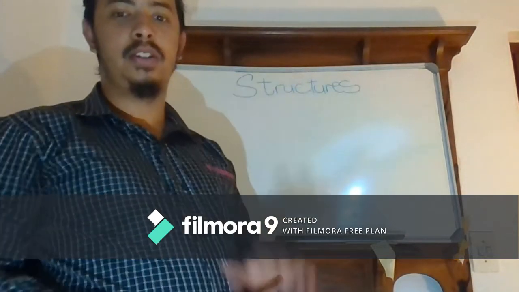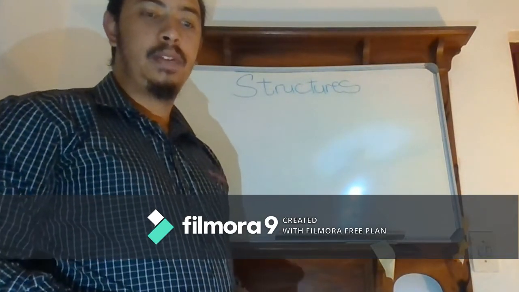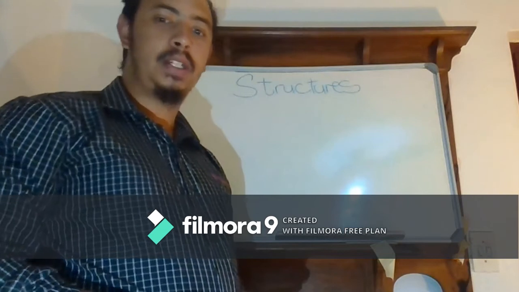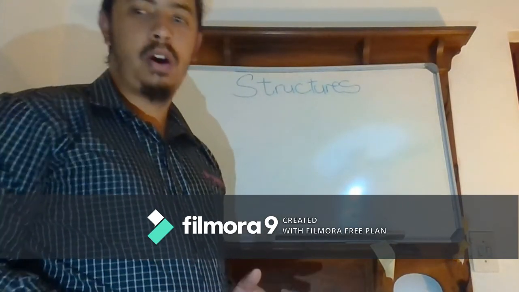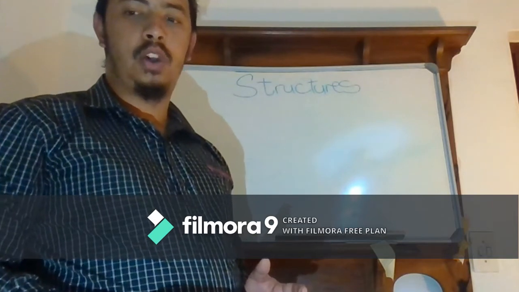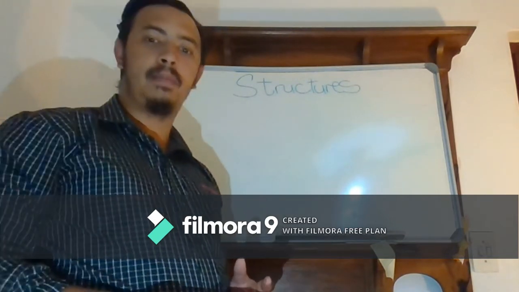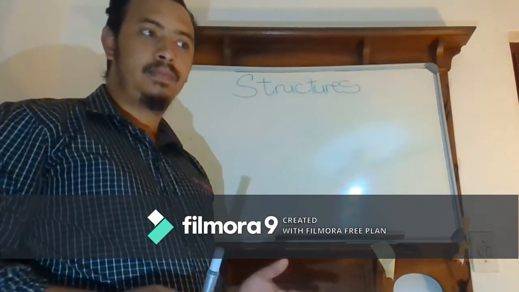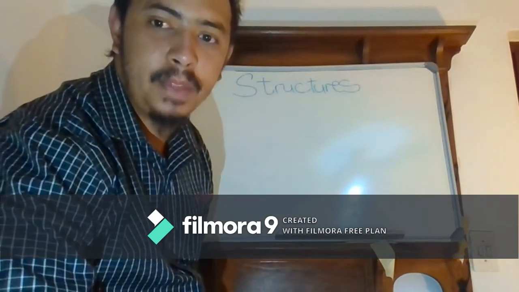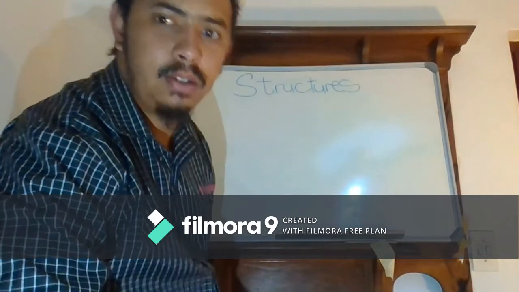Okay, so in technology, we will be looking at the different types of structures. We'll be discussing 4 of them, and we'll be going through what they are, examples of them, and what makes them different from each other, as well as what makes them almost the same. So without further ado, let's get into structures.